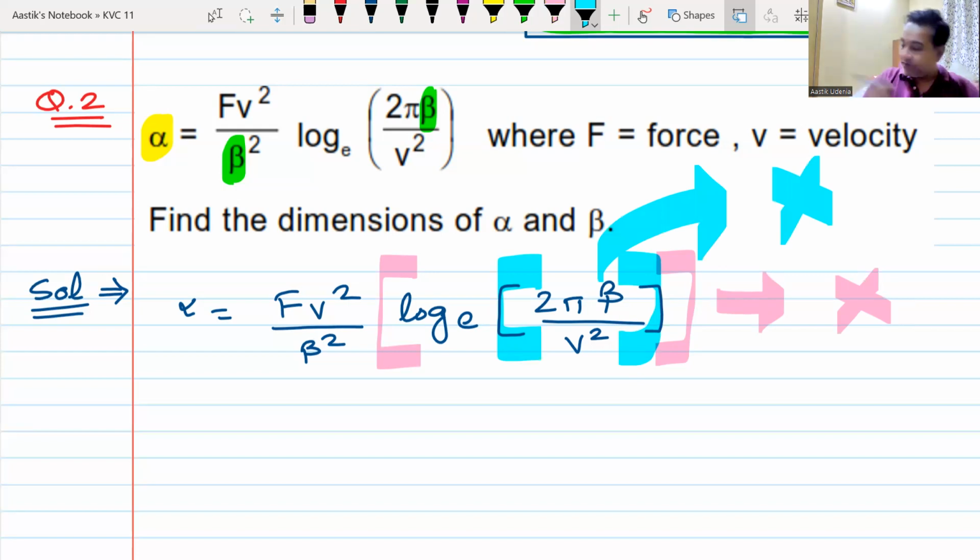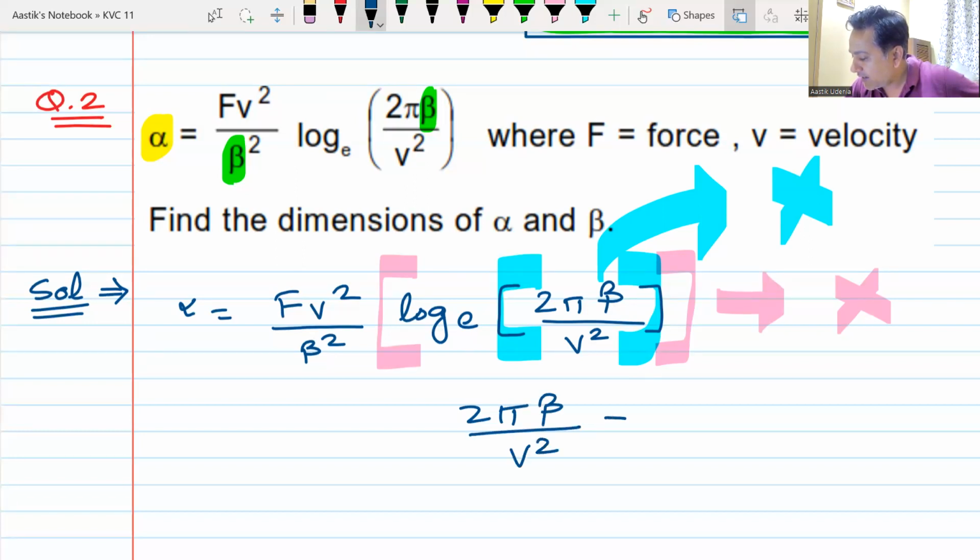Then that straight away gives me the answer for the first part. That means 2 pi beta by v square has to be a number. So it will have no dimension. So M will be 0, L will be 0, T would be 0. You can write it like this. Now again, think about this pink thing, 2 pi. What will be the dimension of this 2 pi? No dimension, beta, because this is just a number.